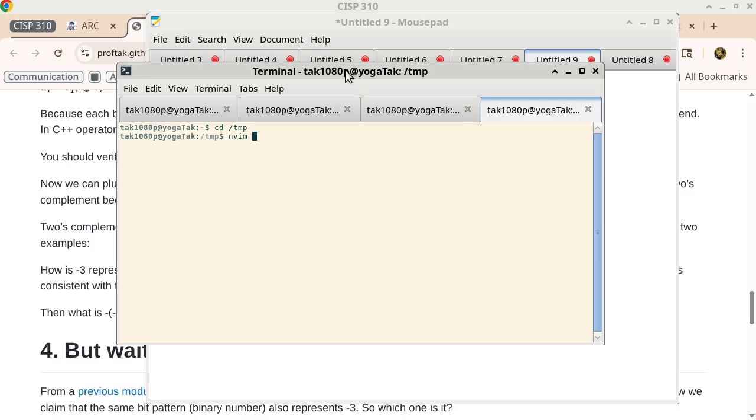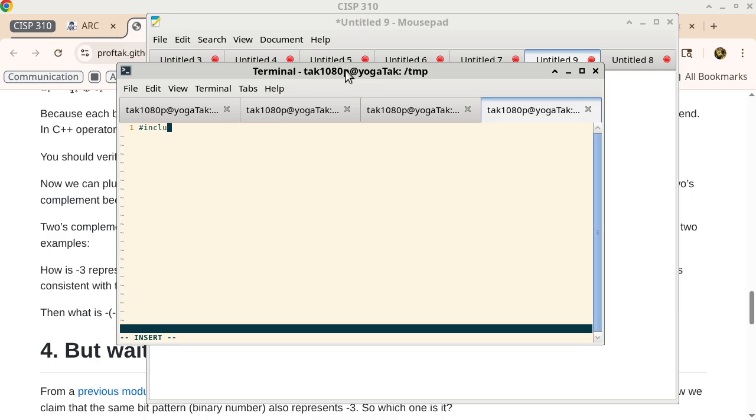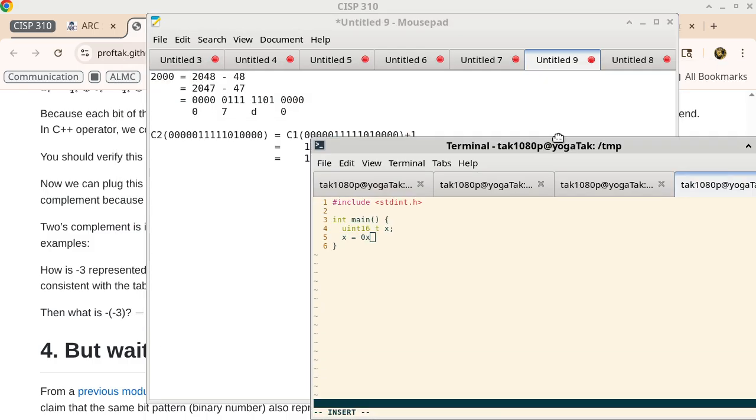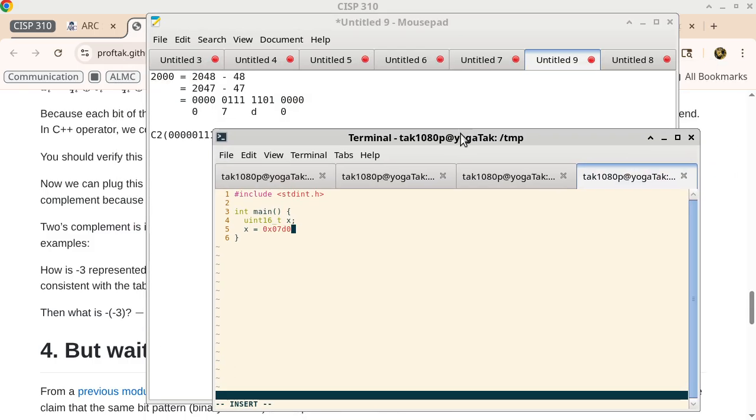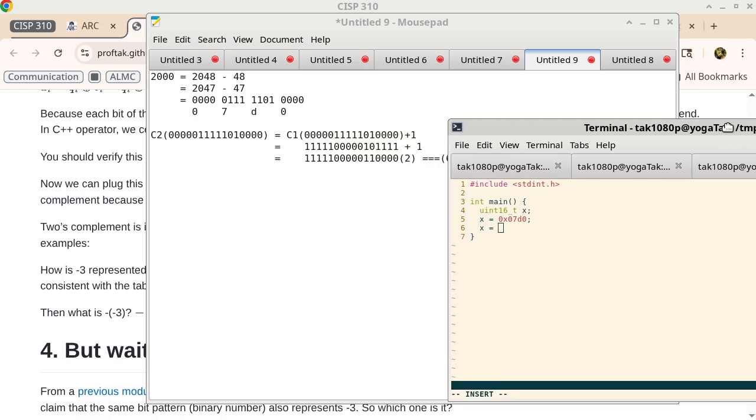We'll say simple.c, and I will #include stdint.h. This is a really useful file to #include in this class. Int main, and then we have uint16_t, unsigned integer, and we'll call this x, and we'll say x equals 0x07D0, and then we'll also make x the same as the second value.